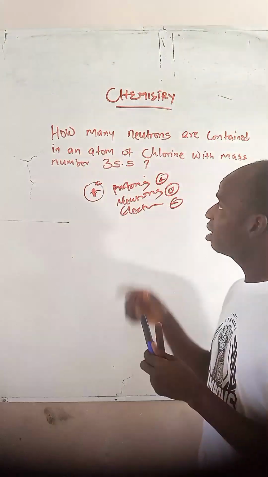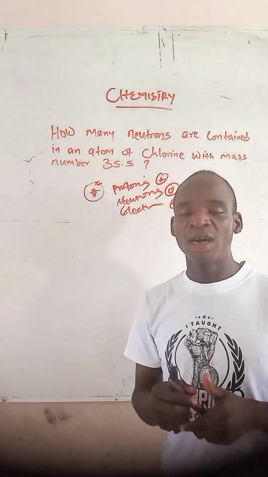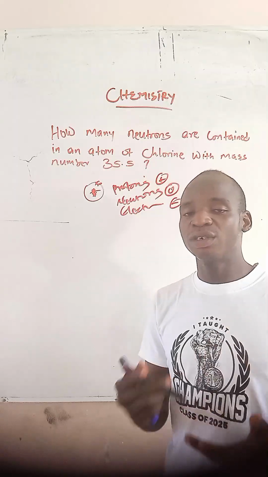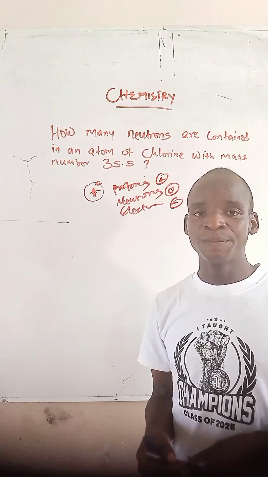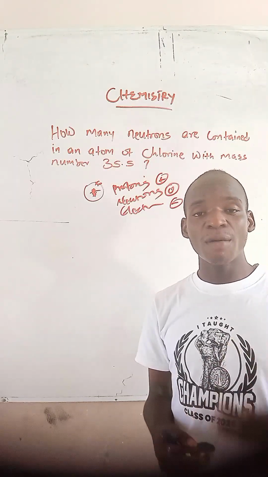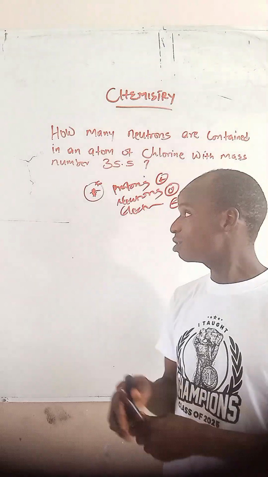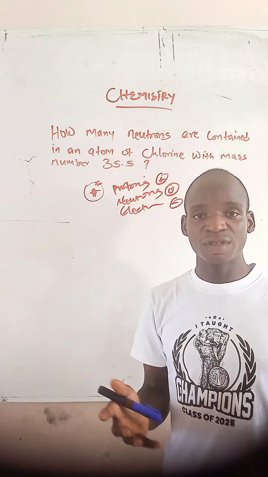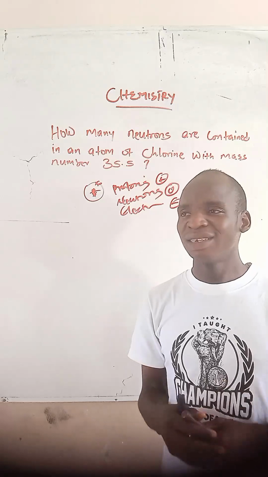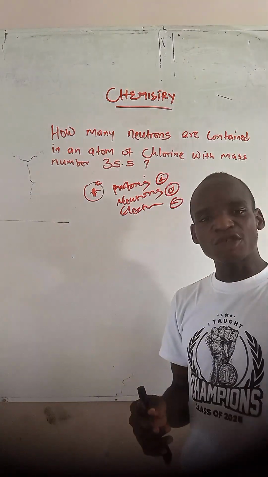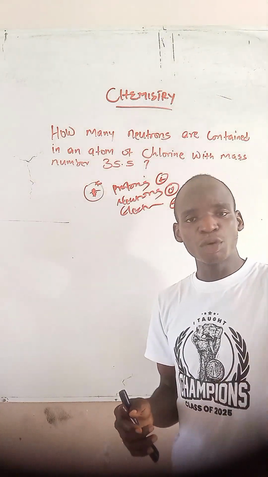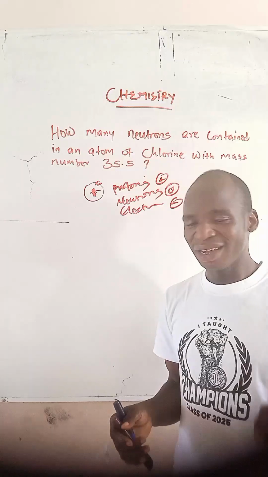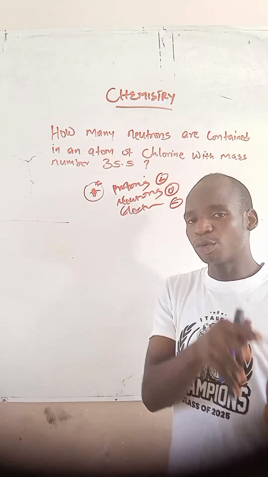Now, to answer this question, we need to understand what atomic number is. We also need to understand what mass number is. So, atomic number is simply the number of protons. Where do you find protons? In the nucleus of an atom. It can also be the number of electrons in the shell of an atom. Now, mass number is the sum of the protons and neutrons in an atom. The sum of the protons and neutrons.